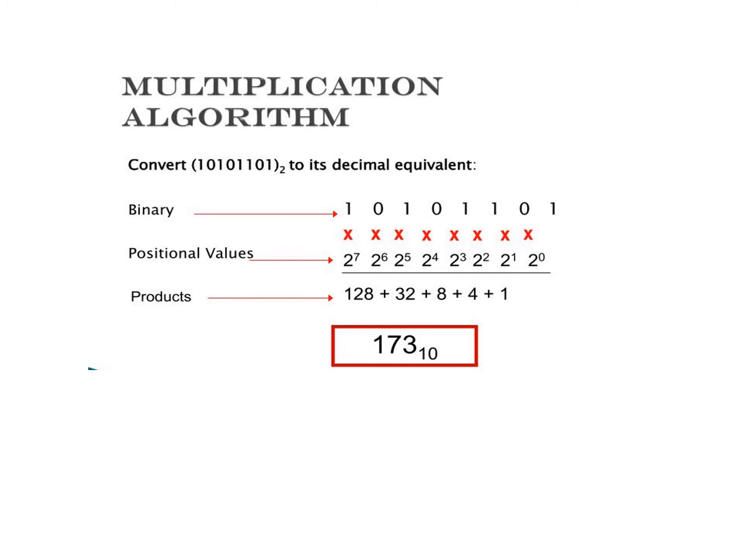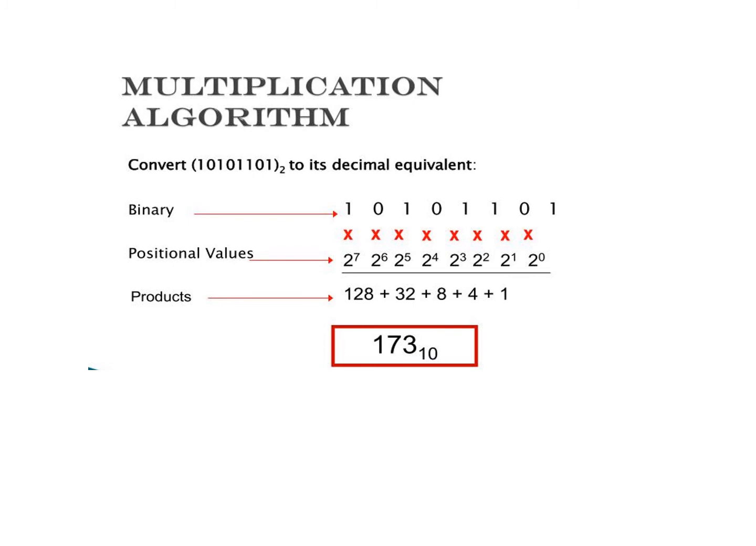1 multiplied by 2 raised to power 7 equals 128. 0 multiplied by something is 0. 1 times 2 raised to power 5 is 32. Then 0 multiplied by something is 0. 1 times 2 raised to power 3 equals 8. 2 raised to power 2 equals 4. Then 0 multiplied by anything is 0. 2 raised to power 0 equals 1. 1 multiplied by 1 equals 1. So summing up all of these, we find 173.